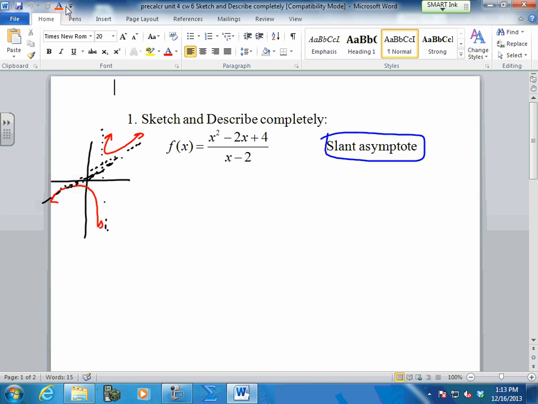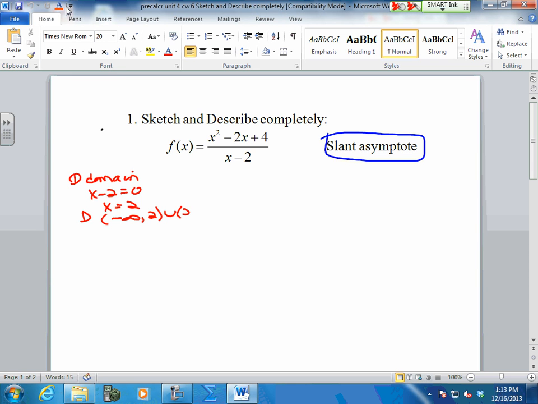But let's walk through step by step. So, let's first start with your pieces. Let's look at your domain. Same as we did before. We cannot have a variable in the denominator without a domain restriction. Well, I shouldn't say that. We have to check for a domain restriction. So our restricted domain says get this 2 out of here. And again, we're not going to worry about your range until we get to that point.